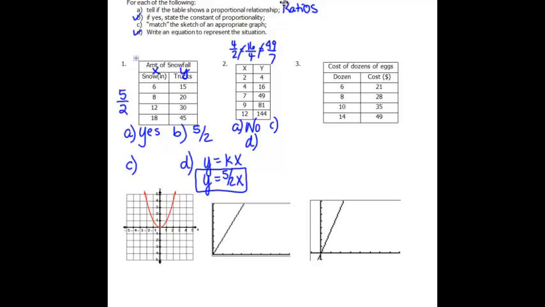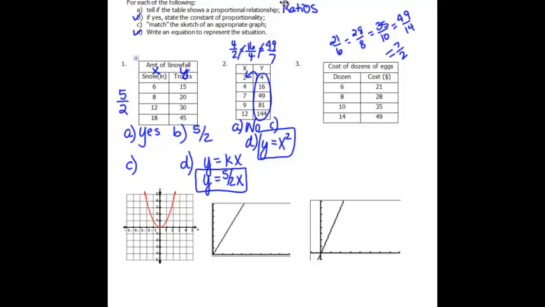We like to represent Y in terms of X. So how do I get Y from X? Should be Y equals X squared. Let's look at the last table here. Is 21 over 6 the same as 28 over 8? And is that the same as 35 over 10? And is that the same as 49 over 14? Yes, they are all equal to 7 over 2.